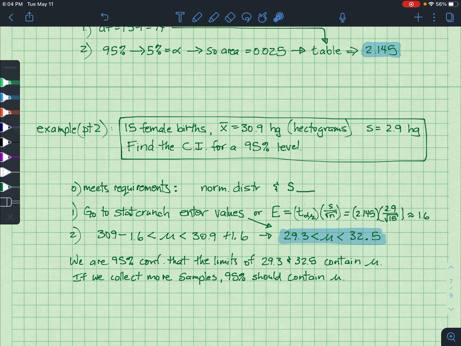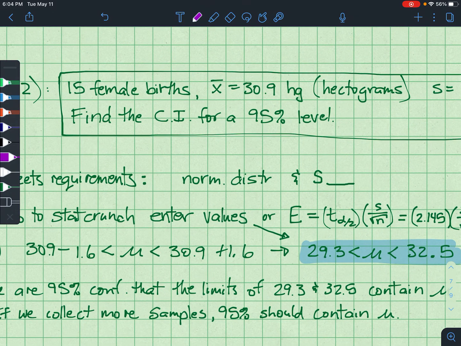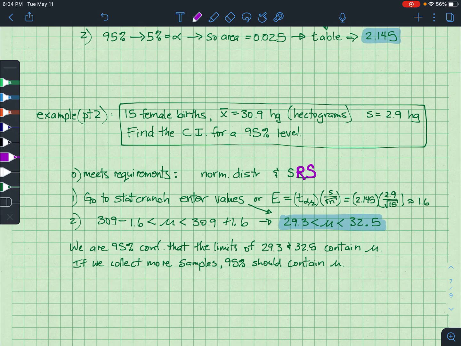So an example of this would be, pretend that n, now being 15, is the female births. And our mean weight in that group is 30.9. Standard deviation is 2.9. So what is the confidence interval for a 95% level? All right, it is a normal distribution because these are weights, and we have a simple random sampling. That's how we selected the 15 female births, right?